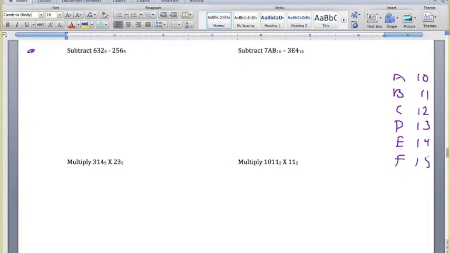Okay, so another subtraction problem. So 632 minus 256, and this time we're working in base 8. So 2 minus 6 I can't do, so I need to borrow. When we borrow, we're going to borrow one group from the thing in front of it, so the 3 is going to become a 2. And the group that we're borrowing is whatever the base is, and the base is 8. So we're borrowing 8 units from there. So that now makes 10.